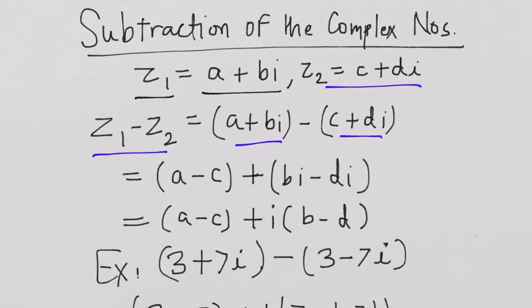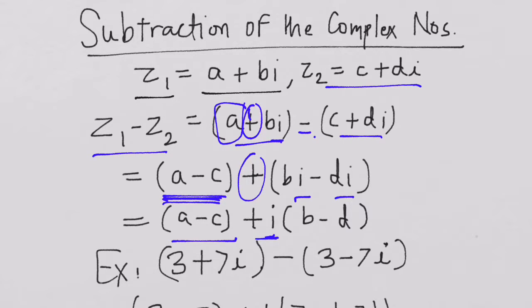Now we will write the real part of this complex number. First we will take the real part. A minus c represents the real part. We will write the imaginary part, which is b iota minus d iota, and iota is common here, and we see the final complex number is a minus c in bracket plus iota into b minus d.